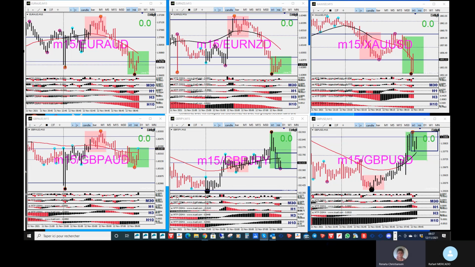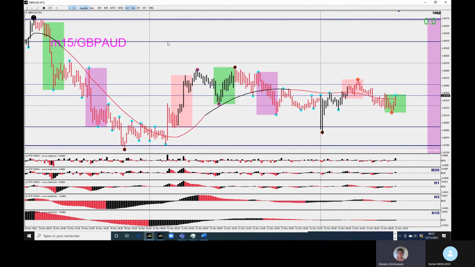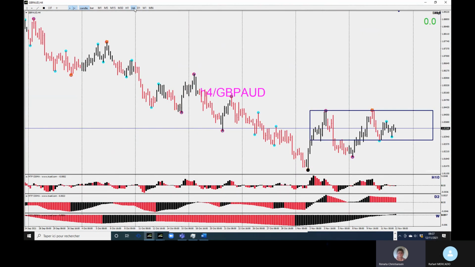We had 3 balls on all of them at the bottom, except dollar. Okay, so this is interesting. Pound Aussie. We have a weekly ball here for going long, and we have a one ball here, and the ace 10 changes color to the upside.